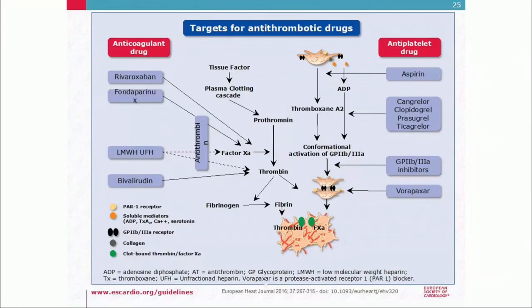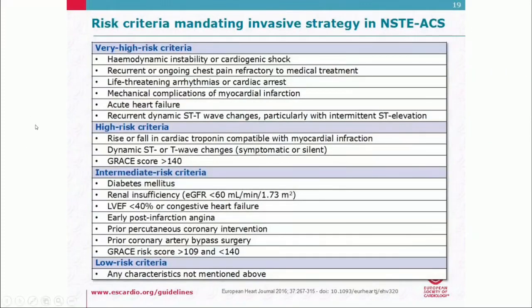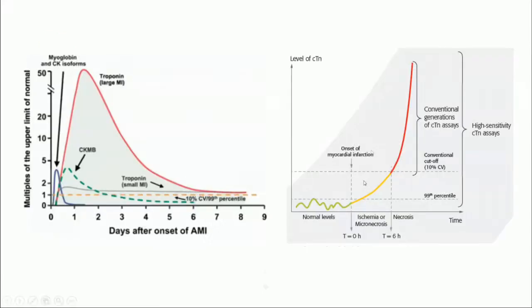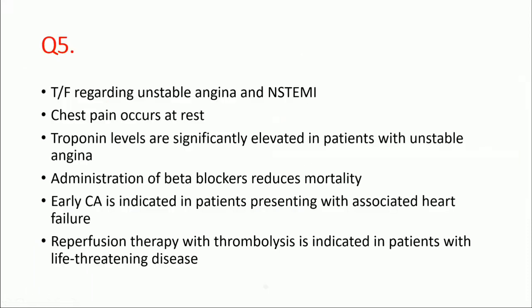However, very important, certain patients with high risk features like hemodynamic instability, arrhythmias, or heart failure, patients who have dynamic ST changes, transient ST elevation or ST depression, or very high troponin levels, are indicated for early invasive coronary angiogram. Any questions? Here I have also given you the timelines for troponin elevation and other cardiac biomarkers. So question 5, any questions about that?